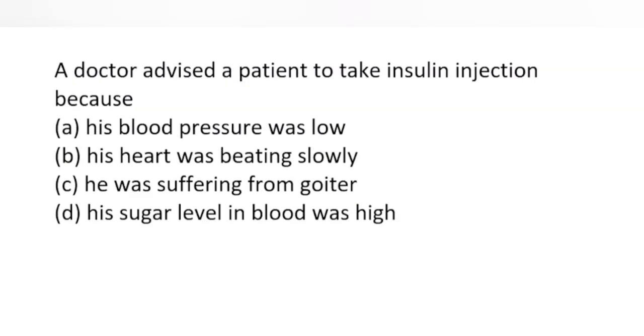Now the next question is again about insulin only. A doctor advised a patient to take an insulin injection because. So whenever there is no insulin secretion or less insulin secretion from the pancreas, the patients will experience diabetes. In that case, they may have to go for an insulin injection. So what could be the answer here? His sugar level in blood was high or he is a diabetic patient. Option D is the correct answer.